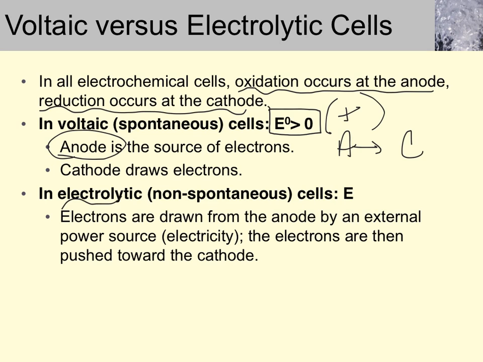In an electrolytic or non-spontaneous cell, you need an external power source, aka electricity. That power source actually draws electrons from the anode, so you can still think of them as starting from the anode, but they're not being given away. They're being drawn out by the power source and then pushed toward the cathode.